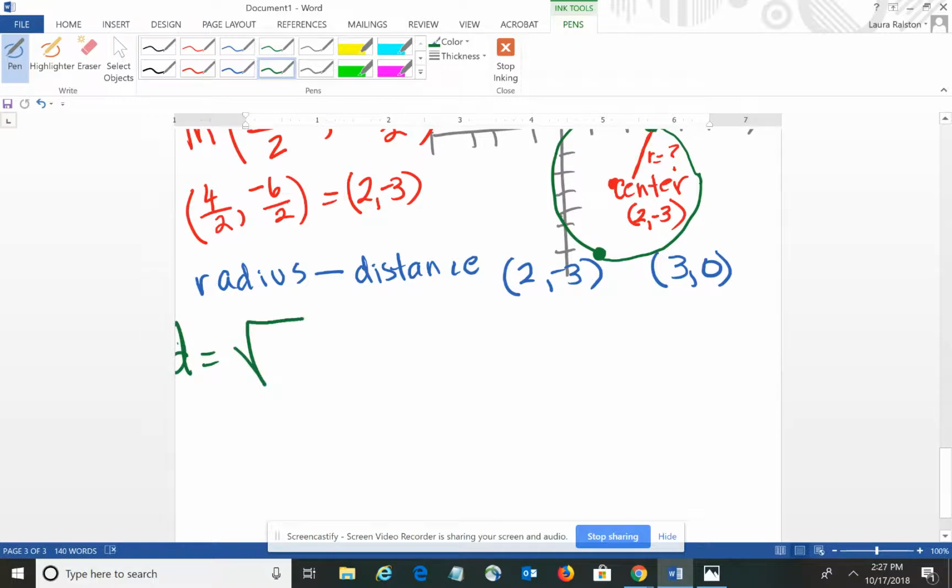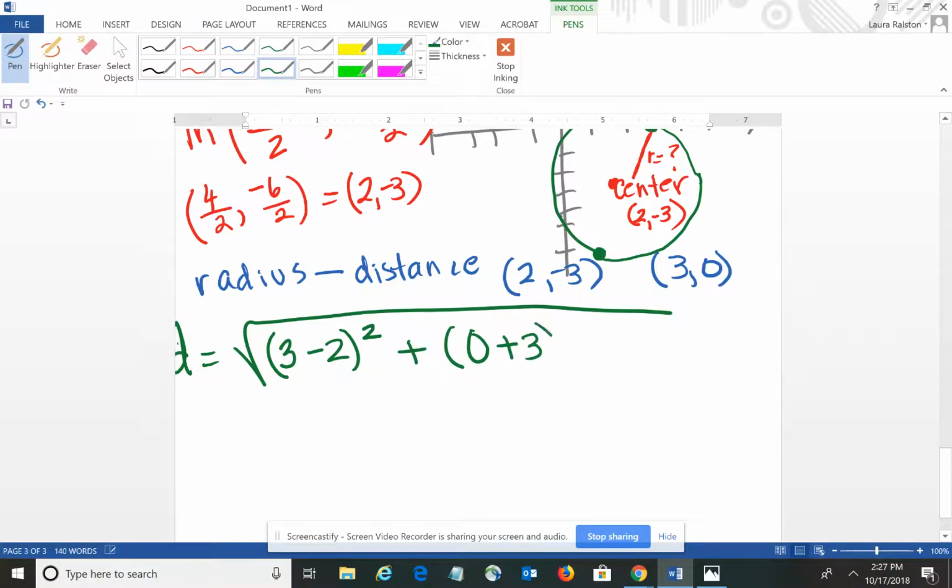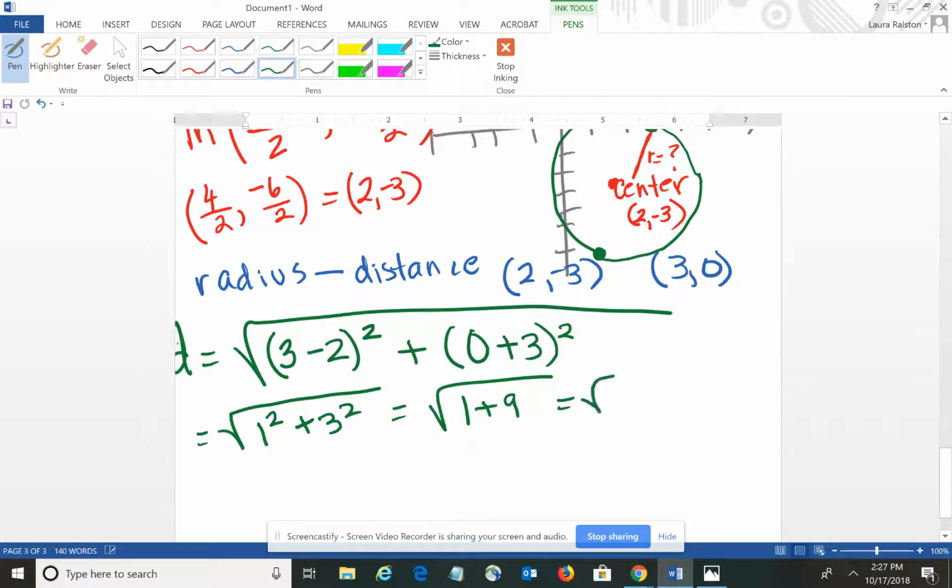distance is the square root of 3 minus 2 squared plus 0 minus negative 3 squared. So I have the square root of 1 squared plus 3 squared. So that's the square root of 1 plus 9, or the square root of 10. So I have the center. I've calculated the center. I've calculated the distance, or the radius.